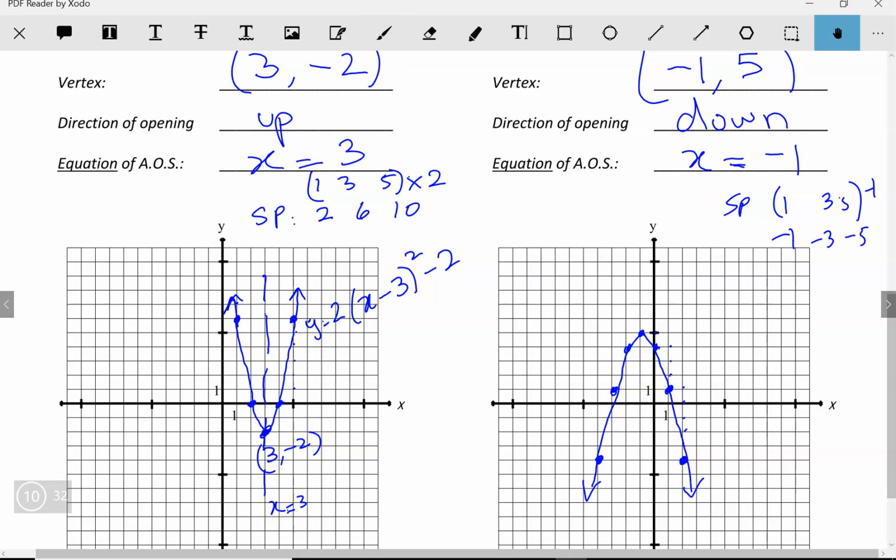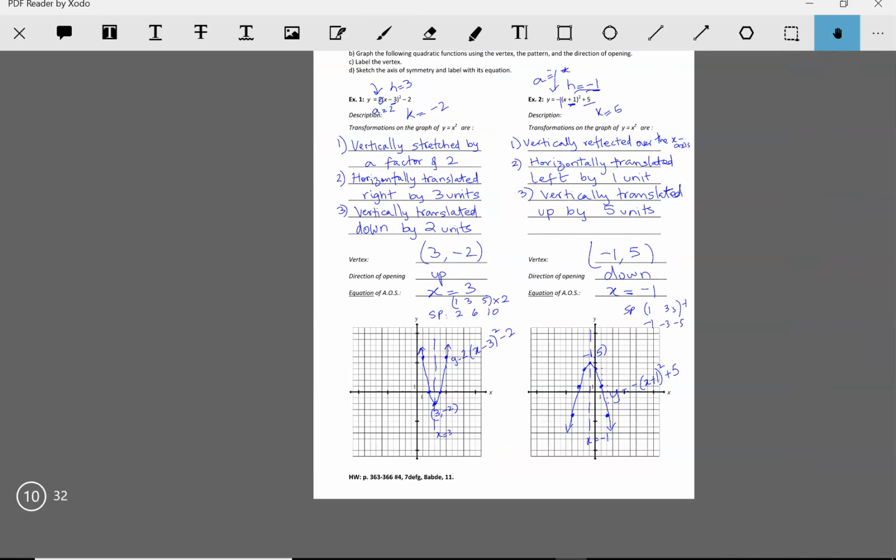I'm just going to label some stuff. -1, 5 is the vertex. That was a very poor choice in placement because that just crosses through my line. But oh well. You win some, you lose some, I guess. X equals -1 is my axis of symmetry, and I'm just going to label this y equals -(x plus 1) squared plus 5. There. That is my parabola graph.